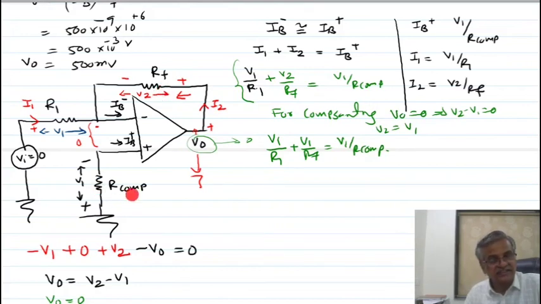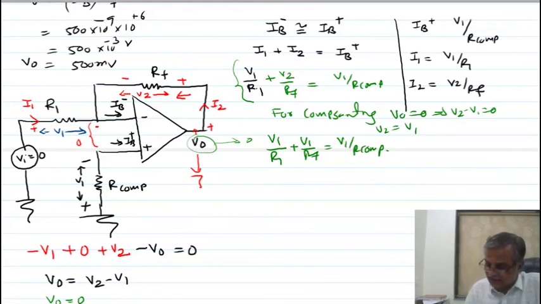And you are selecting such a value of this, V1 is developed. And what is your willingness? V1 should be nearly equal to V2. Then this will be 0. So for the compensating technique, output should be 0, means V2 minus V1 is 0, means V2 is equal to V1. So I am using these here.